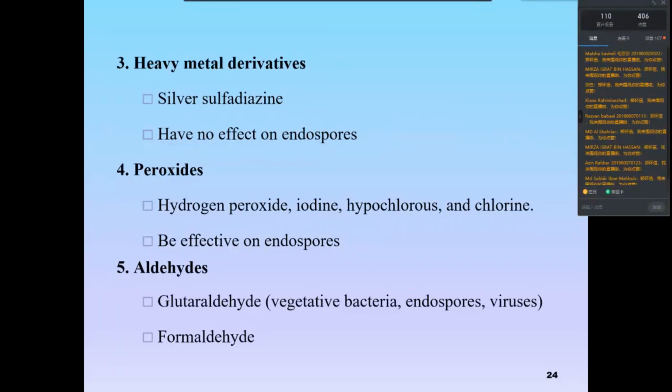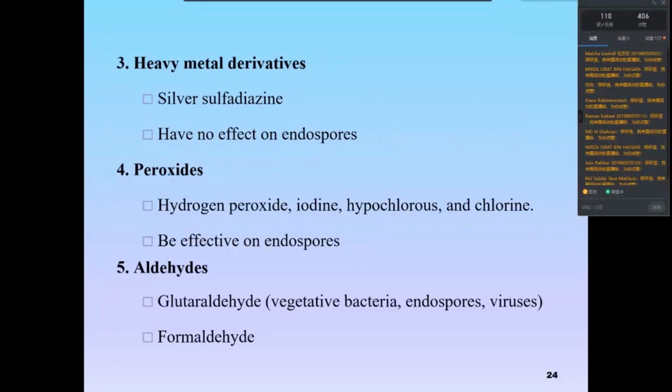Another group of molecules we call peroxides. This includes hydrogen peroxide or chlorine. These peroxides are more effective. They can be effective on endospores. They can kill the non-replicating endospores.